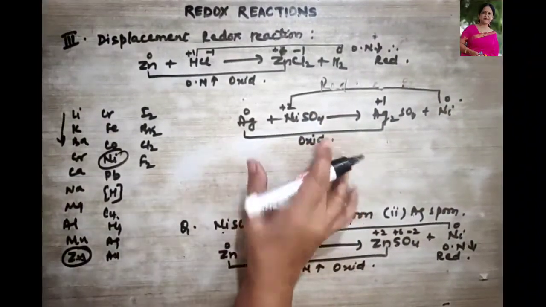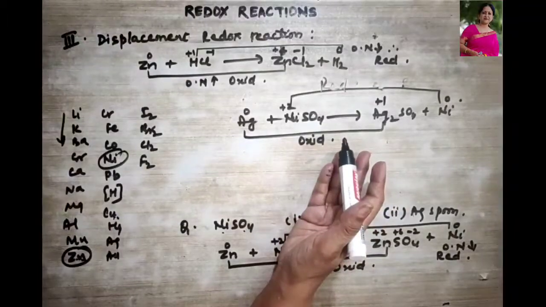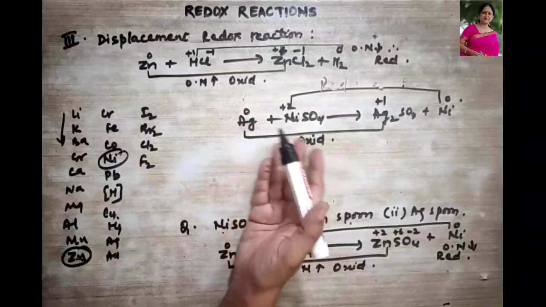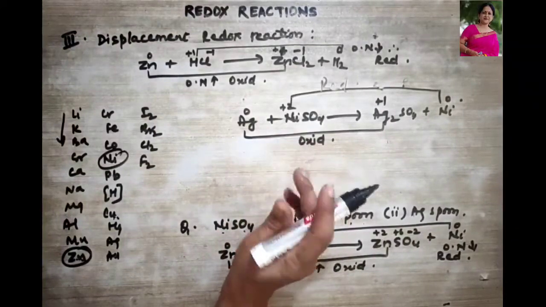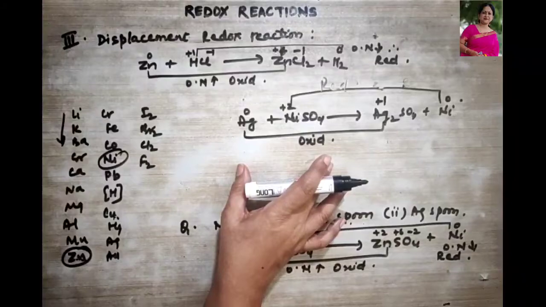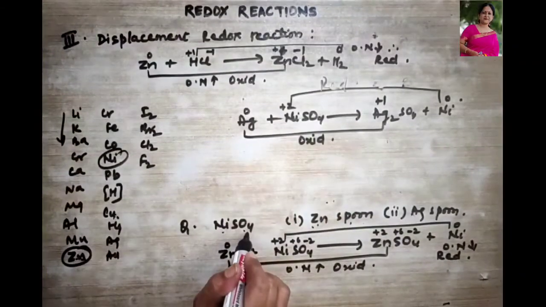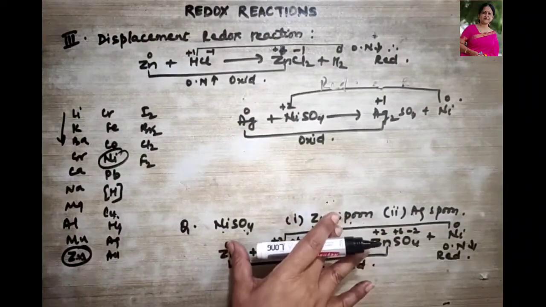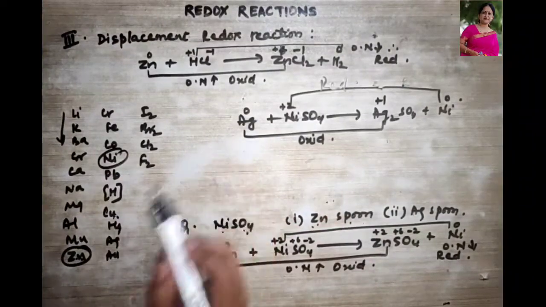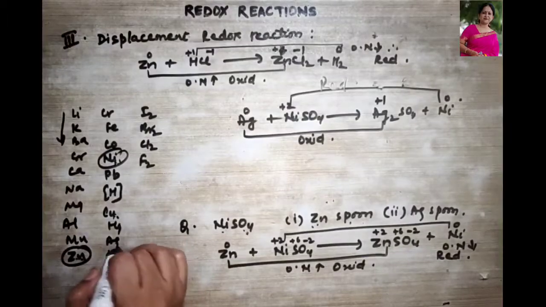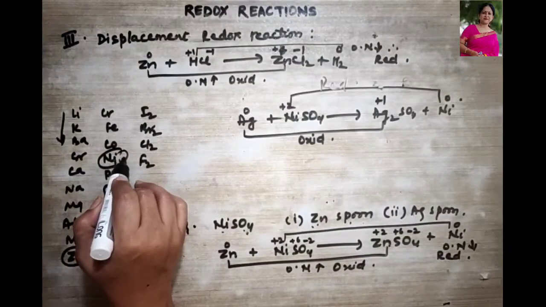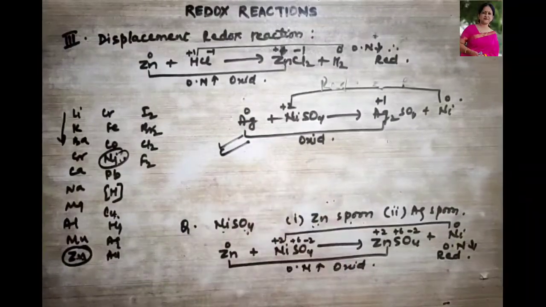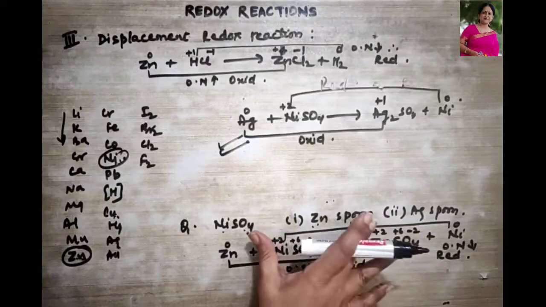Right? So this reaction is not possible. Why is it not possible? Because silver has a tendency to get reduced, not nickel, right? And therefore a silver spoon can be used to stir the nickel sulfate, as it will not bring about any change in the electrolyte, right? This silver is placed below nickel, so silver will not be able to replace nickel, right? Therefore we can use a silver spoon to stir nickel sulfate instead of a zinc spoon.